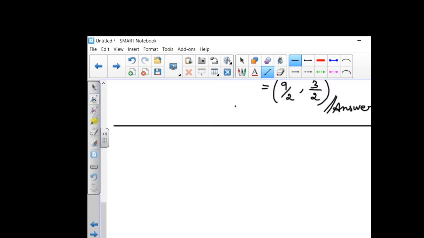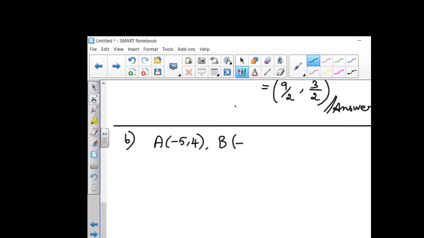Then the next problem, question number 6. The question is: the points A (minus 5, 4), B (minus 1, minus 2) and C (5, 2) are the vertices of an isosceles right angle triangle. So isosceles triangle means two sides are equal.